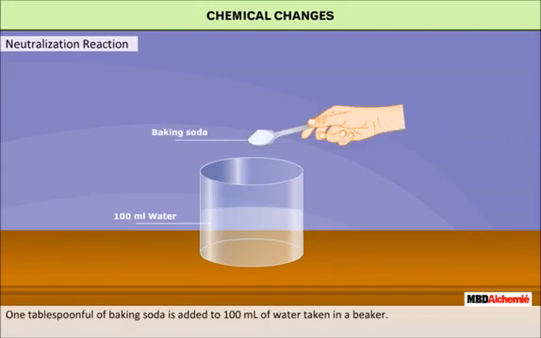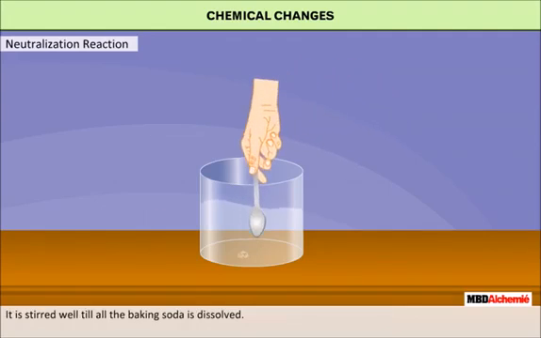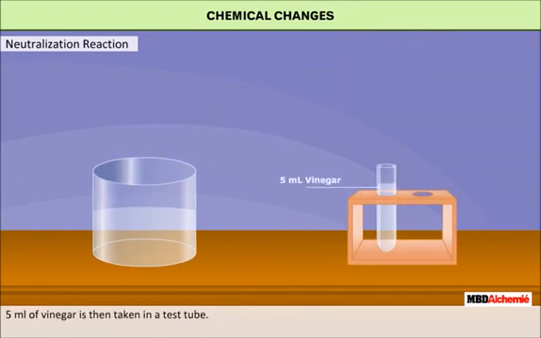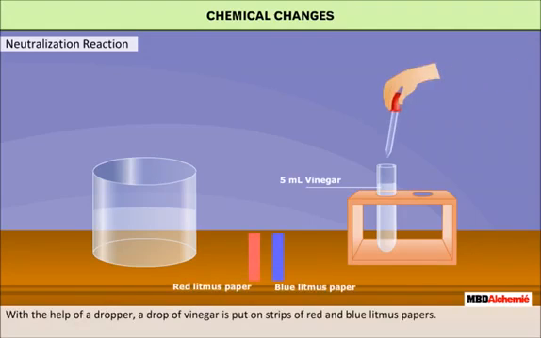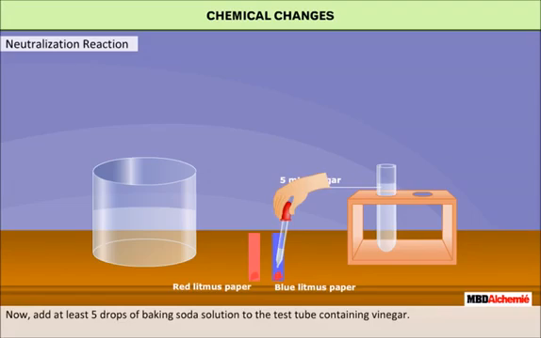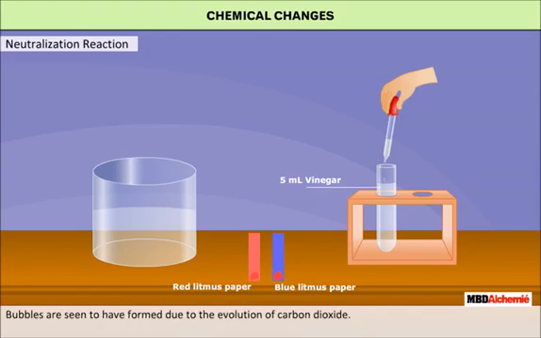1 tablespoon of baking soda is added into 100 milliliter of water in a beaker. It is stirred well till all the baking soda is dissolved. 5 milliliter vinegar is then taken in a test tube. With the help of a dropper, a drop of vinegar is put on a strip of red and blue litmus paper. Now, add at least 5 drops of baking soda solution to the test tube containing vinegar. Bubbles are seen to have formed due to evolution of carbon dioxide.